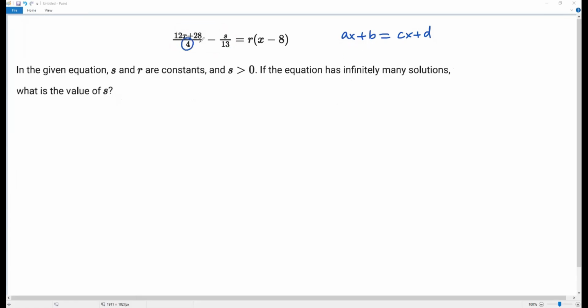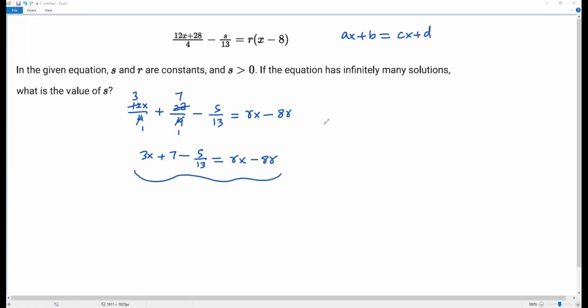Now we can take this denominator 4 for the 12x and 28 separately. Then we get 12x over 4 + 28 over 4 - s over 13 equals, and also we can get this in the form cx + d. We can distribute this constant r to the x and -8. Then I'm getting rx - 8r. Here 4 goes into 4 one time, 4 goes into 12 three times, 4 goes into 4 one time, 4 goes into 28 seven times. Now we have 3x + 7 - s over 13 = rx - 8r.